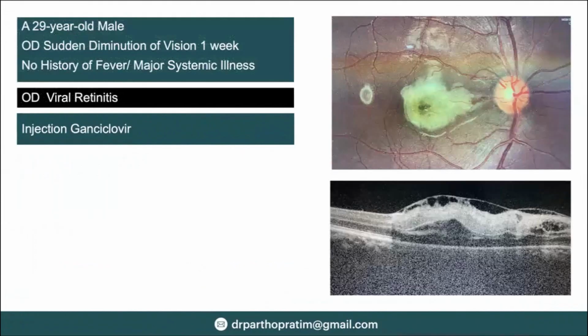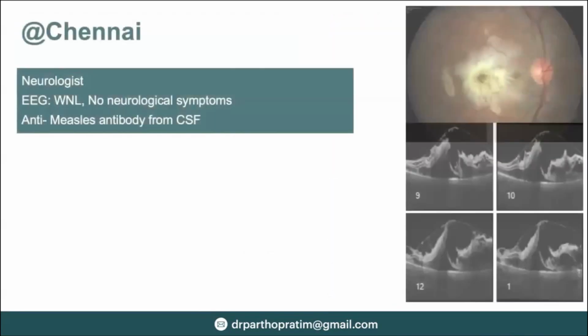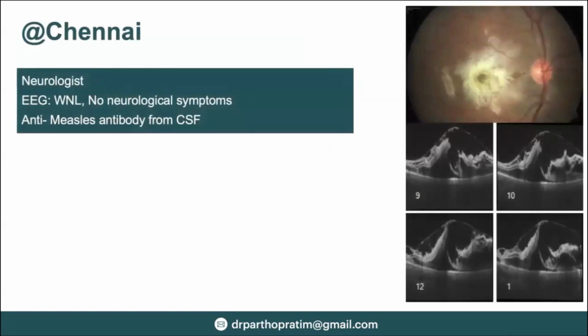Now, I can show you here a case of a 29-year-old male who presented with sudden diminution of vision of 1 week duration, and it was diagnosed as a viral retinitis and treated with injection ganciclovir. We were planning for ganciclovir injection, and then we decided that we'll just start investigating this patient. And when the patient arrived in Chennai, we sent the patient to the neurologist, and I literally asked the neurologist, "Can you do a CSF tap?"